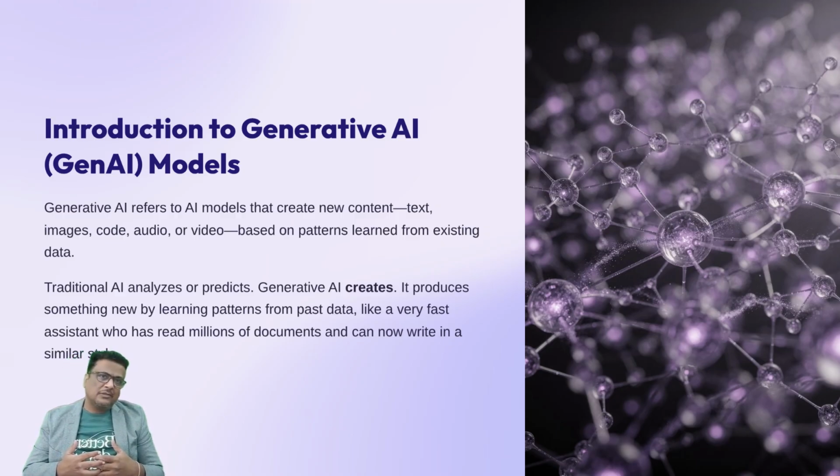Generative AI refers to AI models that are capable of creating new content such as text, images, code, audio, or video based on patterns learned from existing data. Now, let me make that very simple. Traditional AI mostly analyzes or predicts. Generative AI creates, it produces something new that did not exist before, but it does so by learning patterns from past data. Think of it like a very fast assistant who has read millions of documents and can now write a new one in a similar style. It's not copying, it's generating.